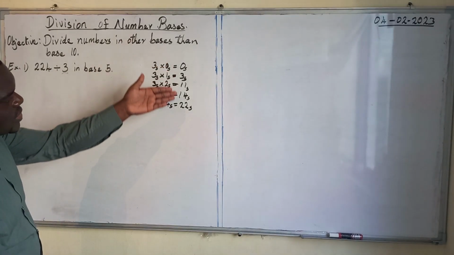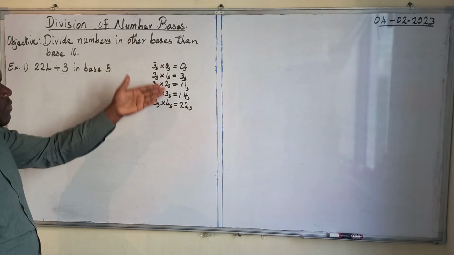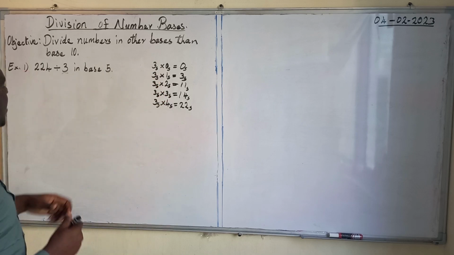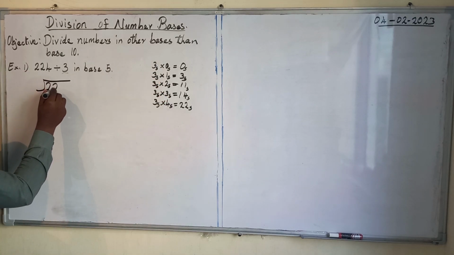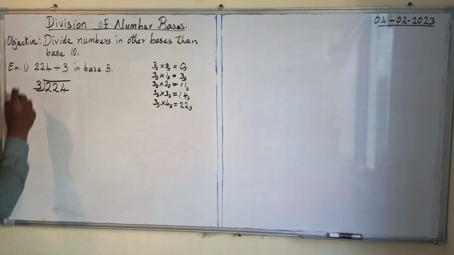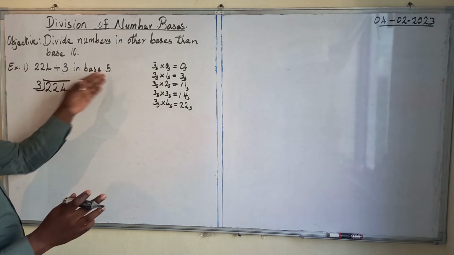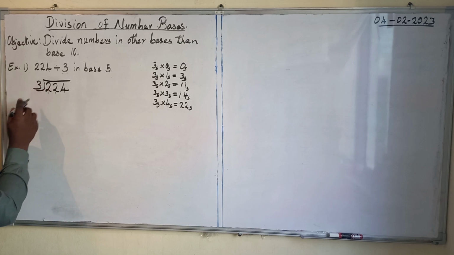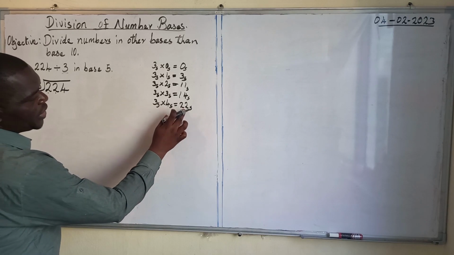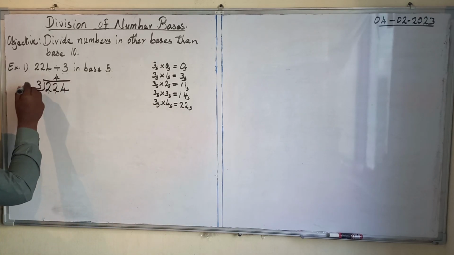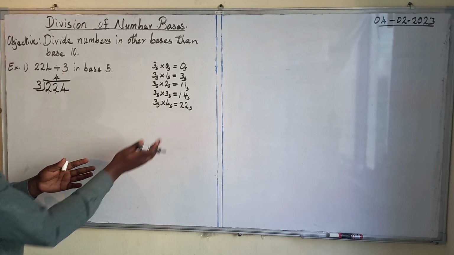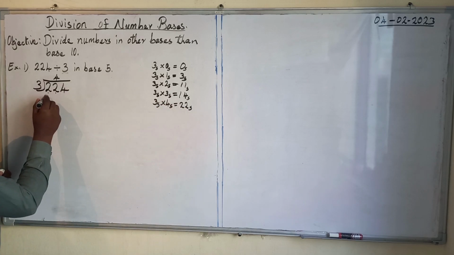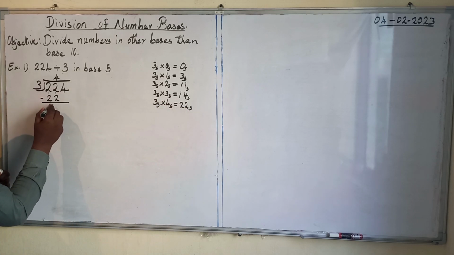Now we'll use this multiplication timetable for 3 in base 5 to divide our dividend here, 224, by 3 outside. Remember, we are dividing in base 5. We're going to take the first two numbers, 22 divided by 3. You come here, you realize that it is 4 times. 4 times 3, remember, we are talking in base 5. 4 times 3 will give 22. And if you subtract, you have a 0.